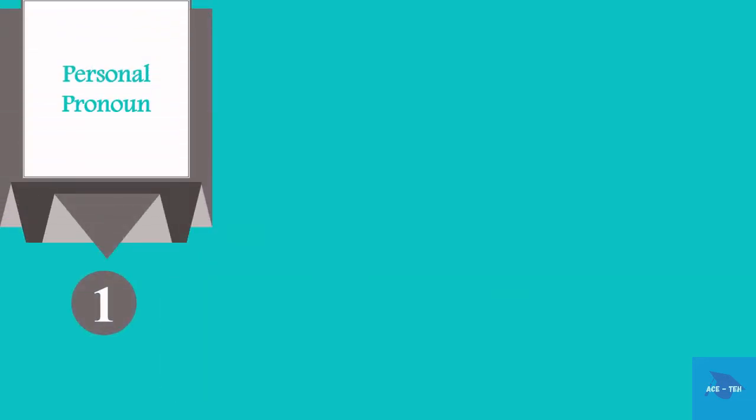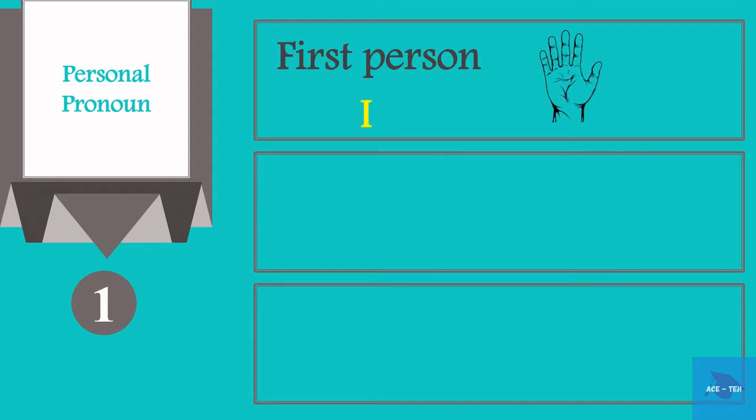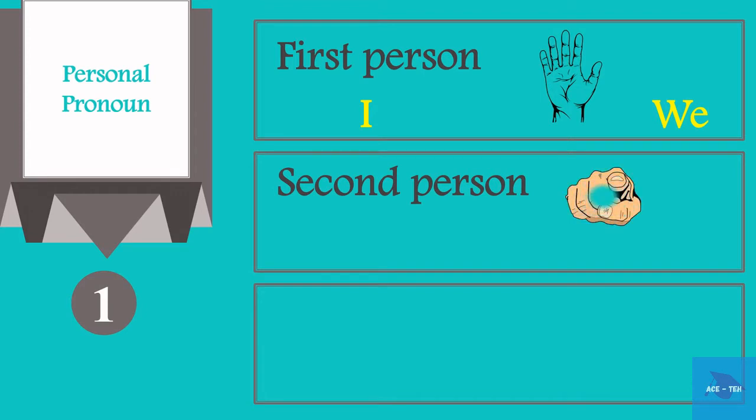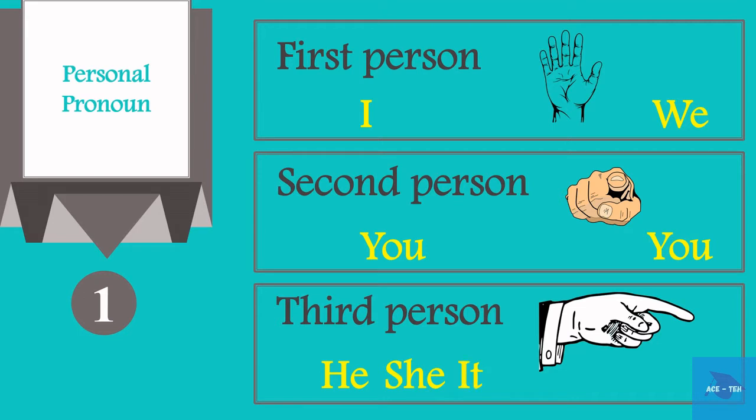Personal pronoun is the first kind of pronoun. There are 3 persons in English grammar. The person speaking is called the first person. I is the singular form of first person and we is the plural form. The person spoken to is called the second person. You is the singular and plural form of second person. The person or thing spoken of is called the third person. He, she, and it are the singular forms and they is the plural form.